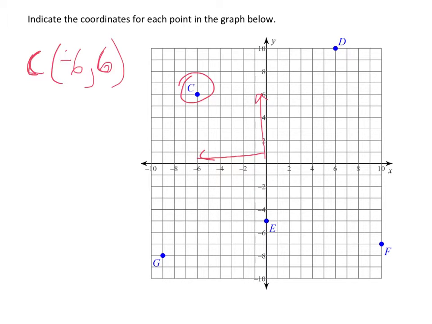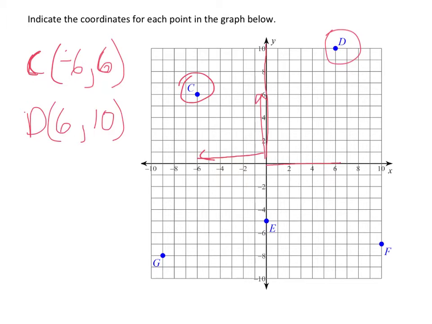and that is how we would write the coordinates for the letter C. If we go to D, we can see that the x component this time is over so many spots, and it's in the positive realm this time. So if I follow it along here, we can see that it is at 6 for the x, and the y component is up to 10. So the way we would represent D is the x component of 6 and the y component of 10.